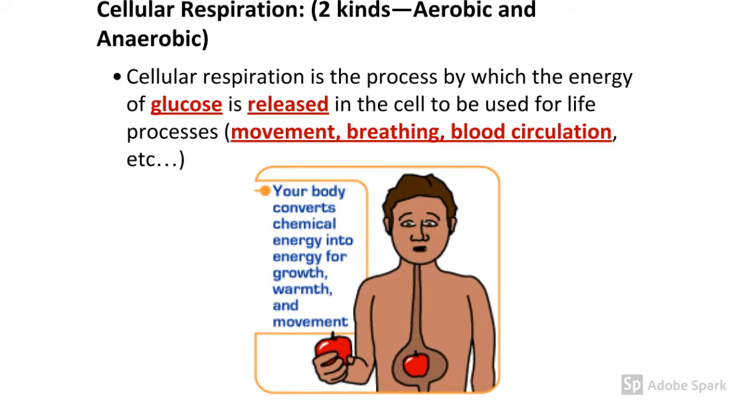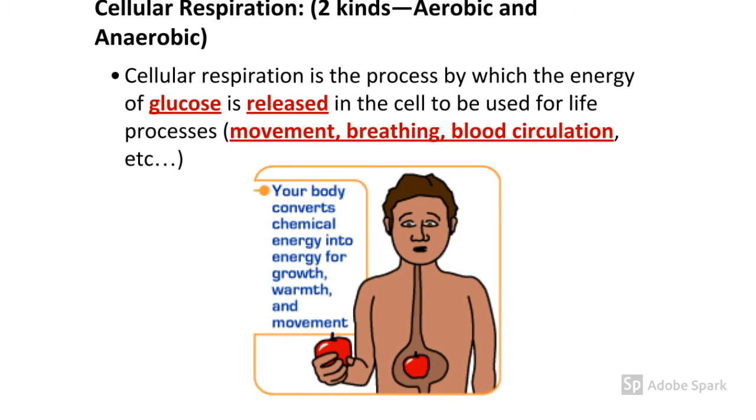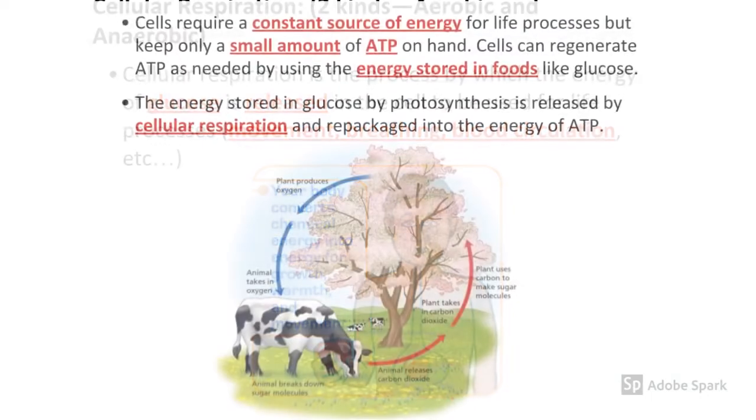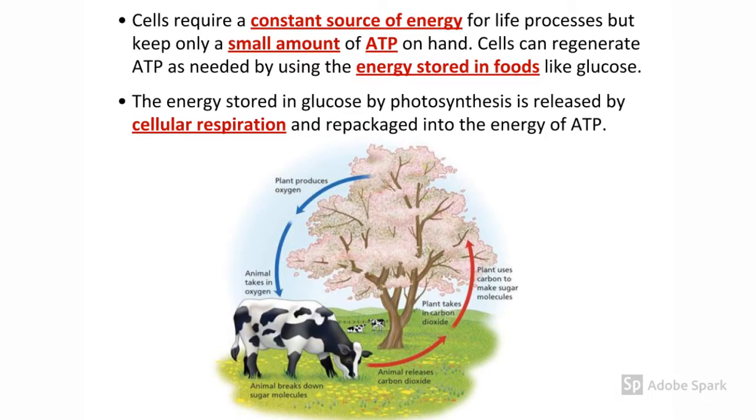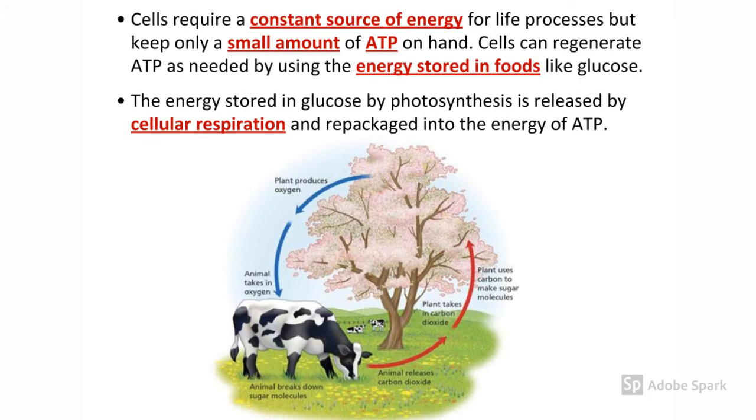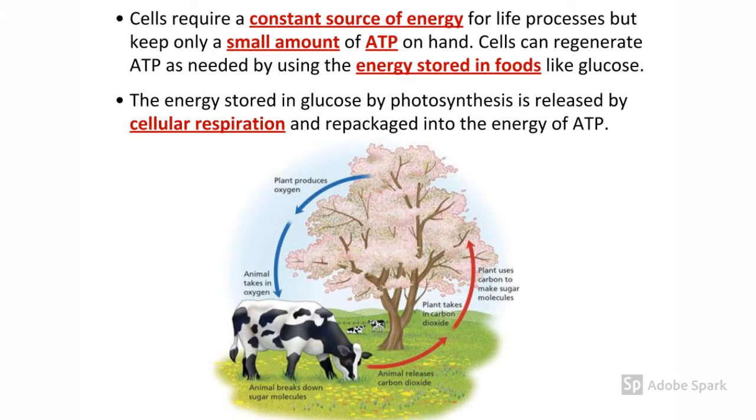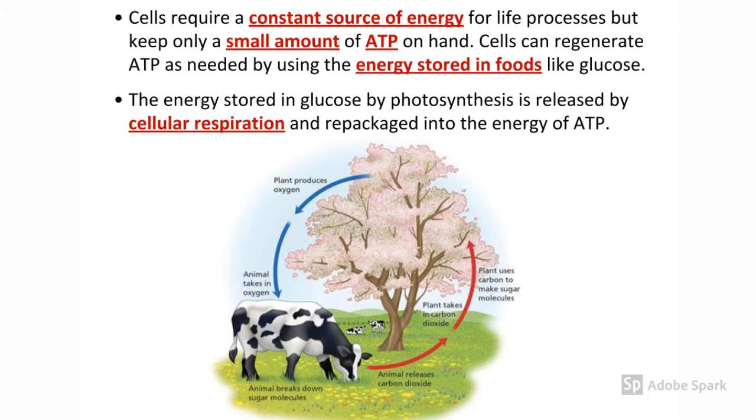So cellular respiration is the process by which the energy of glucose is released in the cell to be used for life processes like movement, breathing, blood circulation, etc. Cells require a constant source of energy for life processes, but keep only a small amount of ATP on hand. Cells can regenerate ATP as needed by using the energy stored in foods like glucose. So the energy stored in glucose by photosynthesis is released by cellular respiration and repackaged into the energy of ATP.